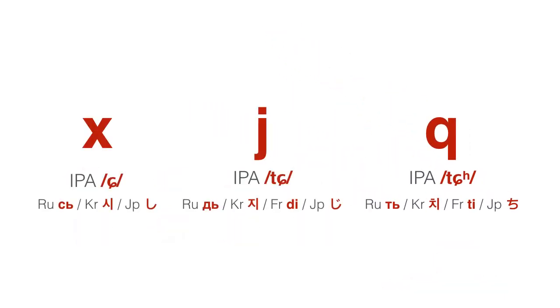And that's it for the xi, ji, and qi sounds. To get these sounds correctly, just remember to push the tip of your tongue against your hard palate. Xi, ji, qi.